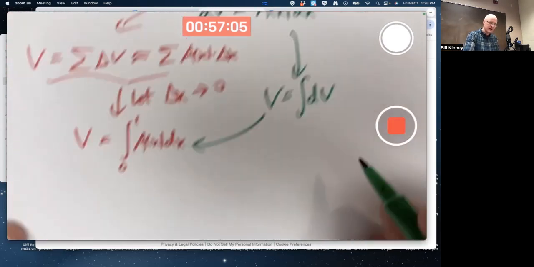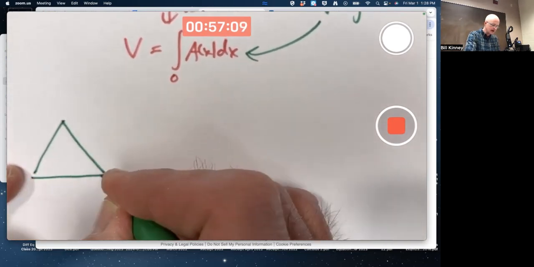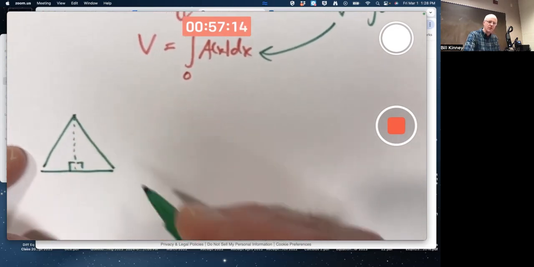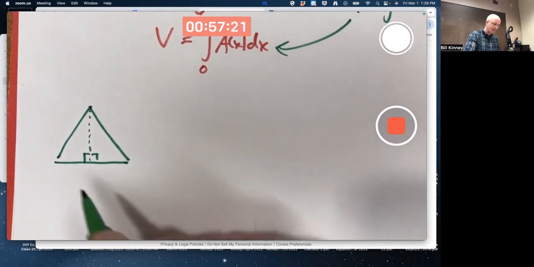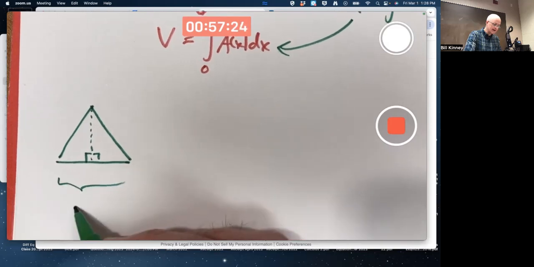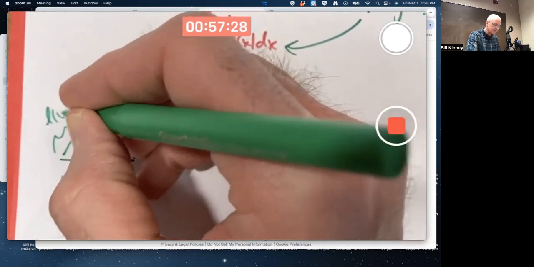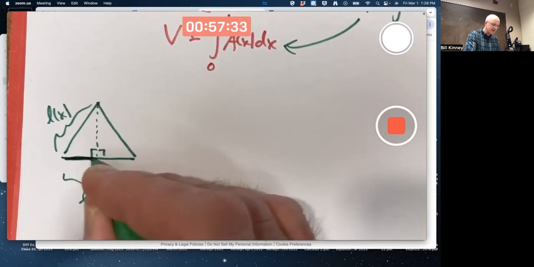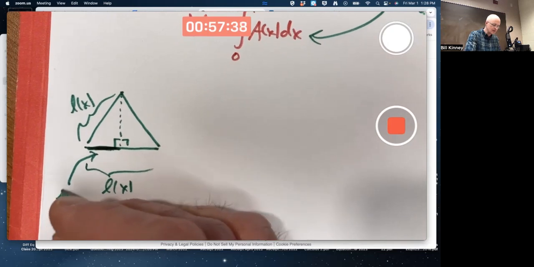Let me redraw the triangle down here. It's an equilateral triangle. I could break it apart into two sub-triangles that are both right triangles, and in fact, both 30, 60, 90 triangles. This whole length is L of x, as is, for example, this length. Half the base is therefore going to be L of x divided by 2.